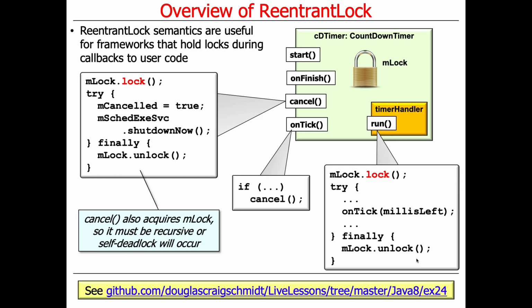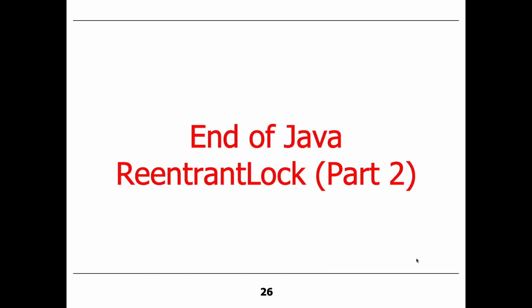And if we don't have recursive lock semantics, then when we call lock the second time in, it'll end up deadlocking on itself, which would, of course, be a real pain in the butt, right? Okay, so that's basically an overview of ReentrantLock, kind of motivating why it's reentrant, and a little bit of how it's reentrant as well.